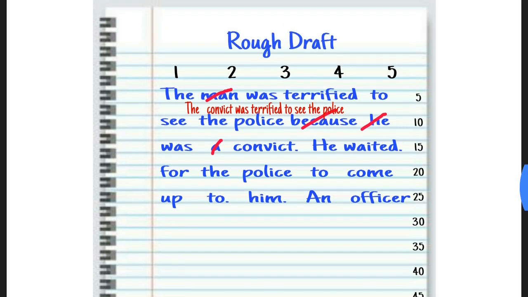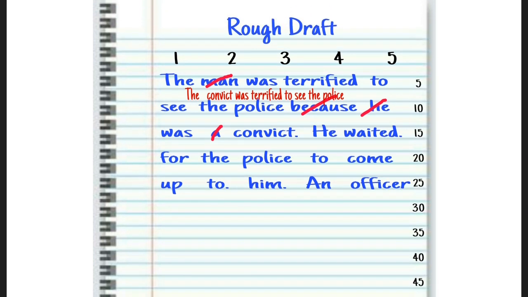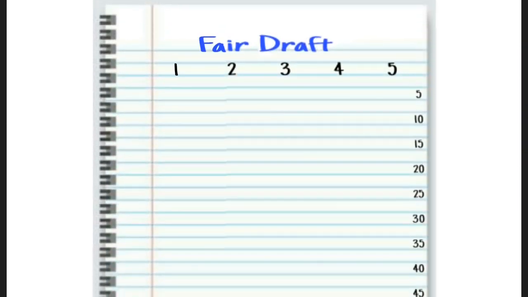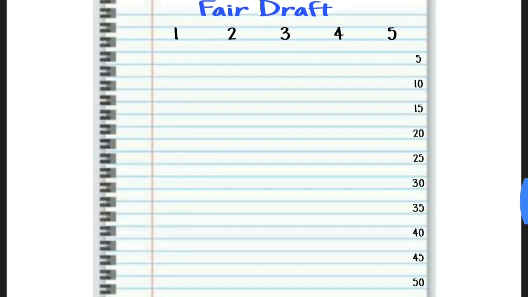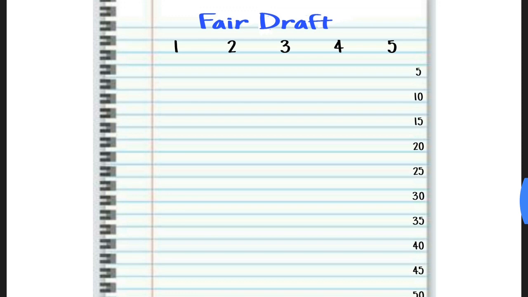Now, when I have to make the fair draft, what do I do? I again make the same format. So look here, here is the fair draft format. Again, same format, only the heading is changed. This time it says fair draft. And after I have done all the corrections, changes and alterations in the rough draft, the final outcome or the end product of that rough draft is what I will write down here in the fair draft. Here there should be no corrections.